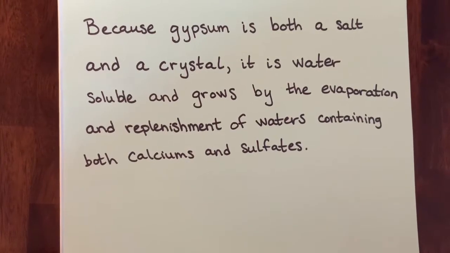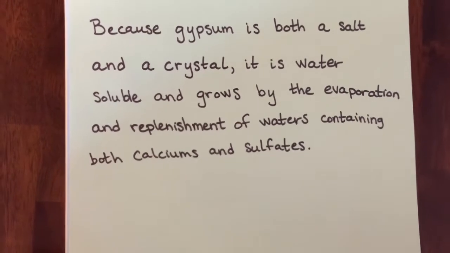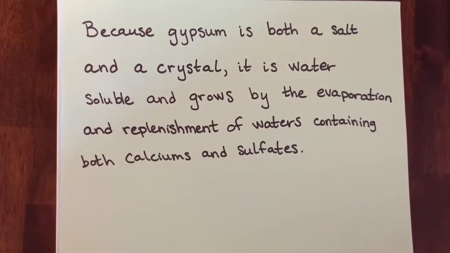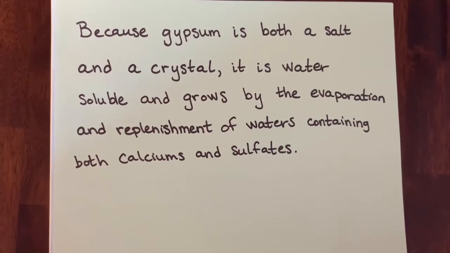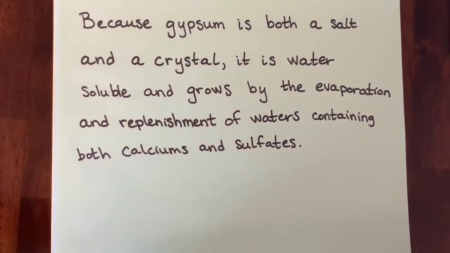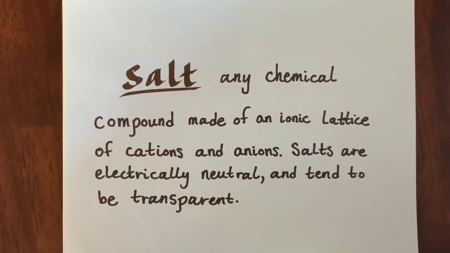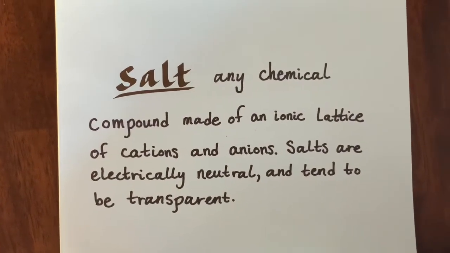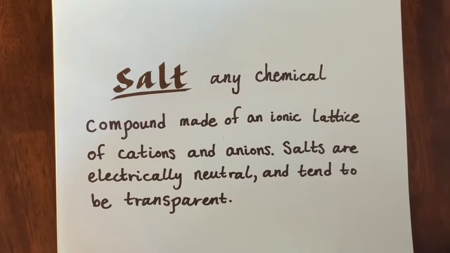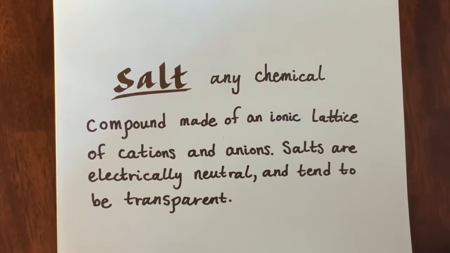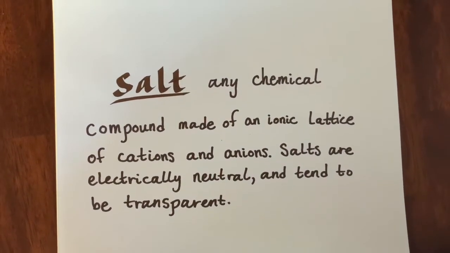Because gypsum is both a salt and a crystal, it is water soluble and grows by the evaporation and replenishment of waters containing both calciums and sulfates. A salt is any chemical compound made of an ionic lattice of cations and anions. Salts are electrically neutral and tend to be transparent.